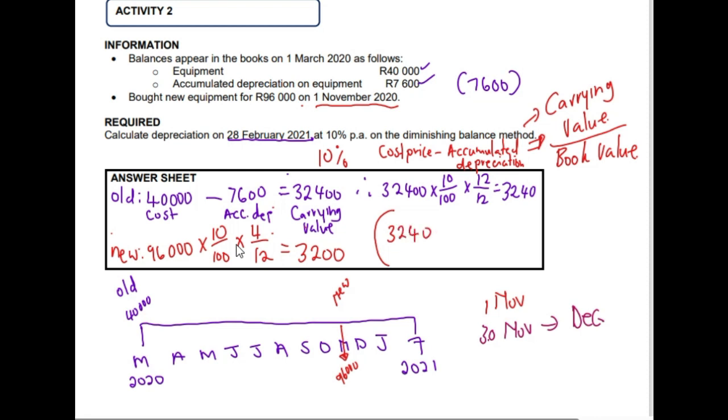And then the depreciation for the entire year will be 3,240, which is our old, plus our 3,200, which is our new. At the end, our final depreciation amount will be 3,240 plus 3,200. Then we have 6,440 as our depreciation.